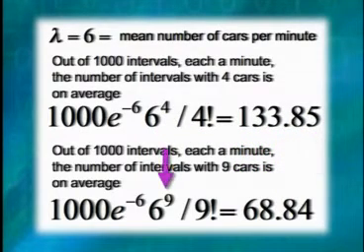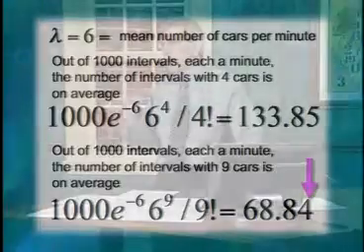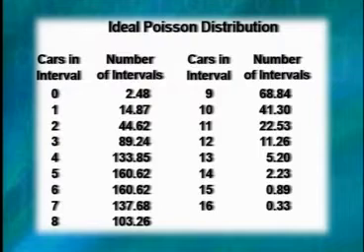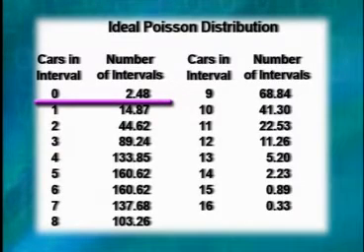And if we want to know how many intervals we expect to have exactly 9 cars arriving, a little bit above the average, we would expect 68.84. Now, of course, we're not going to have 68.84 intervals because that's a fraction, and we're talking about whole numbers. So this is giving, once again, an approximation. And here we have the ideal Poisson distribution for this experiment, and you can see how many intervals we would expect to have 0 cars arrive, 2.448.